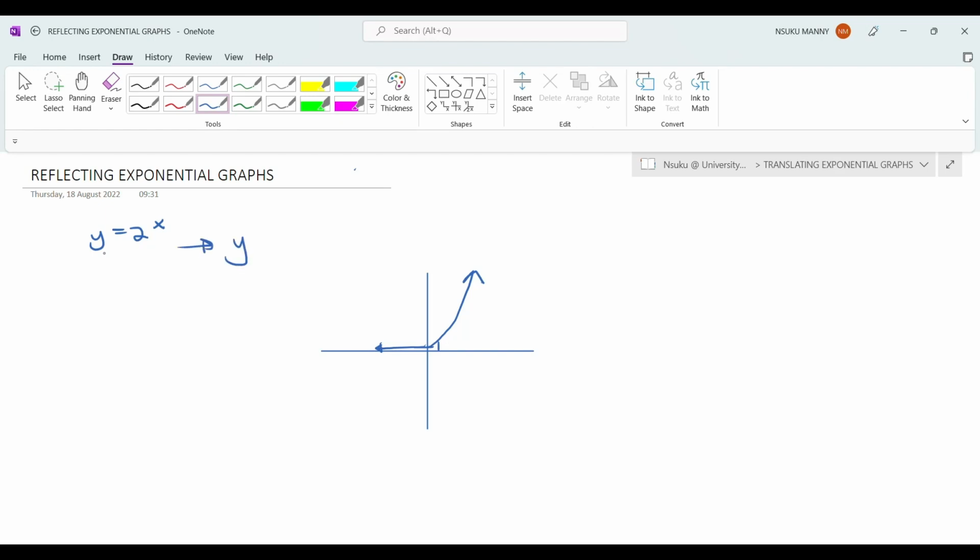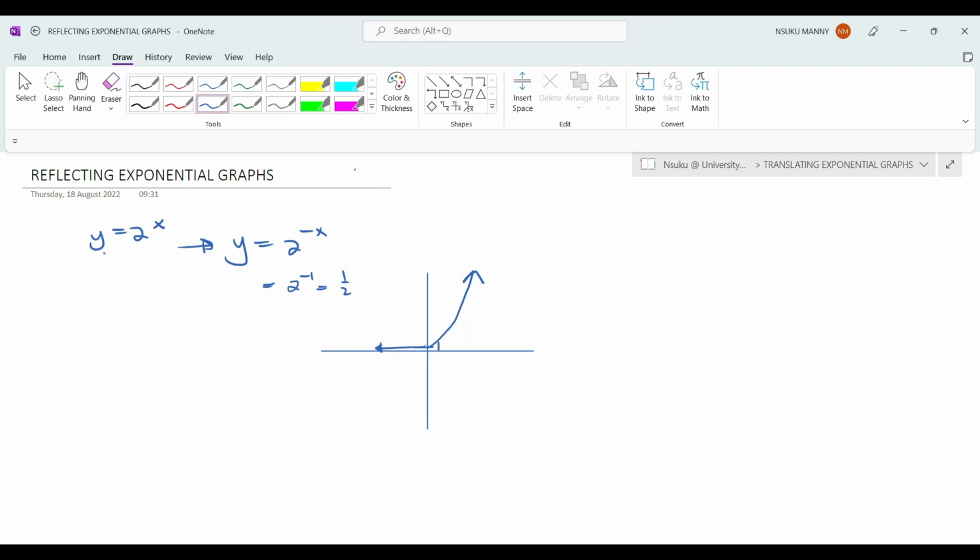So from here, what happens if we change the graph and say it's no longer that? We say it's y equals 2 to the power of negative x. So our graph will obviously change the value. If we add 1 to x, now we're going to have 2 to the power of negative 1, which equals 1 over 2.